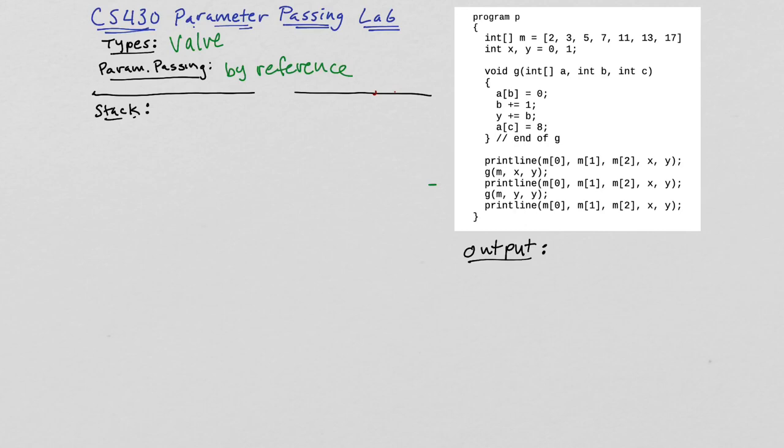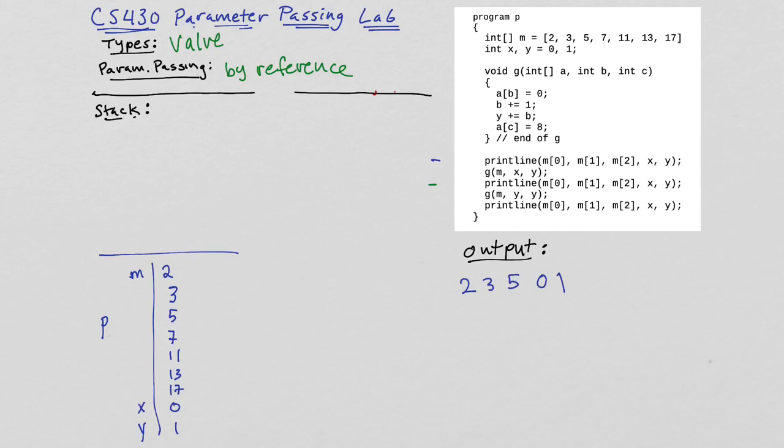Okay, so now let's do all types or value types, but the parameter passing is done by reference. So we'll start again the same way we always start here, by setting up P's stack frame. So P, because value type still, so the array is still going to go in here, 2, 3, 5, 7, 11, 13, 17, and then X and Y, which are going to be 0 and 1. And now we're going to do that print line. We really shouldn't even do this print line because this one just prints out the same thing no matter what. That's okay. 2, 3, 5, 0, 1.